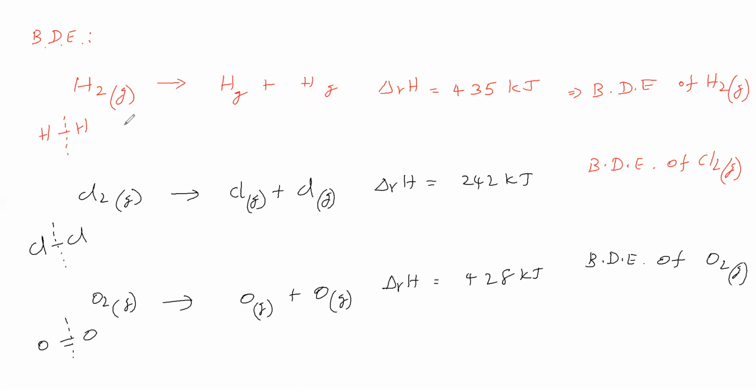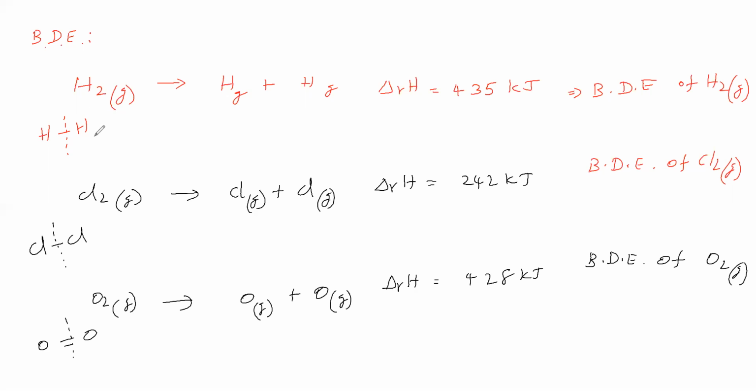Now we can say that the reverse of this one, which is called bond dissociation enthalpy, is called bond enthalpy. Therefore, the reverse of this means minus 435 kilojoule is the bond enthalpy. So bond enthalpy is exothermic. Bond dissociation enthalpy is endothermic. Dissociation means we are breaking the bond. Bond enthalpy means the bond is forming, the bond is being produced.